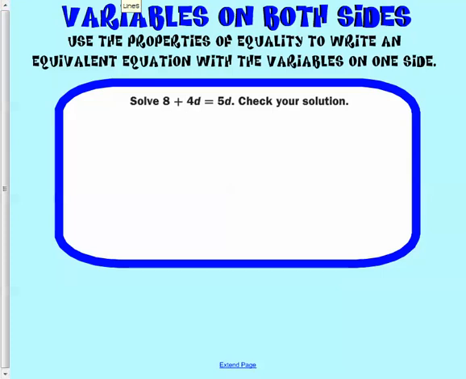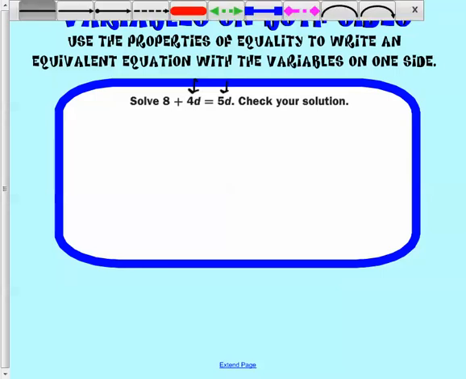Okay, today we're talking about solving equations with variables on both sides. In this one, we have 8 plus 4d equals 5d. Well, what are our like terms? The 4d and the 5d. So we've got to get them on the same side.